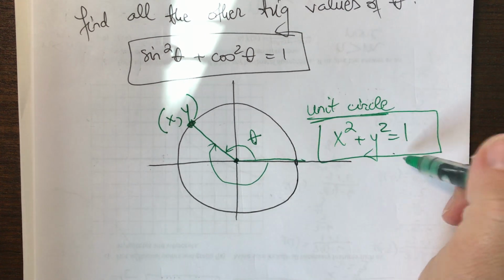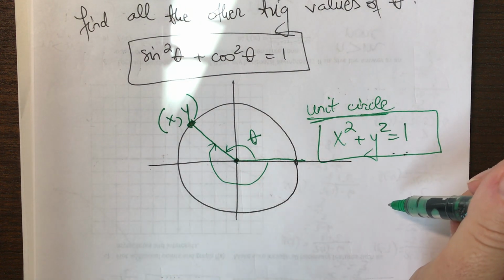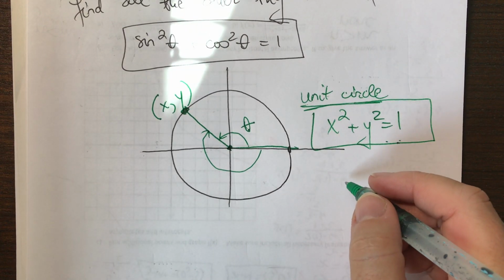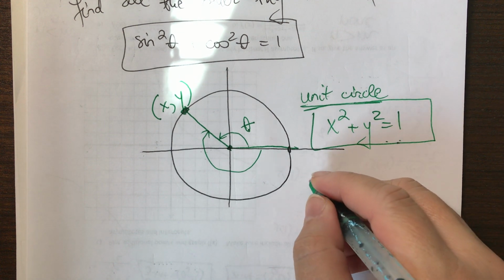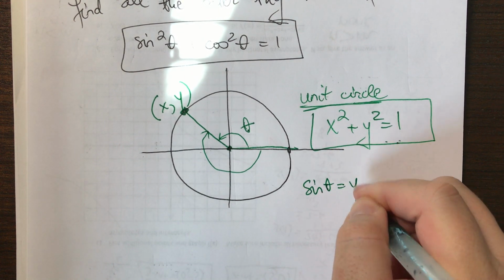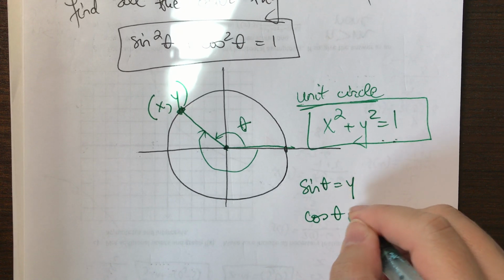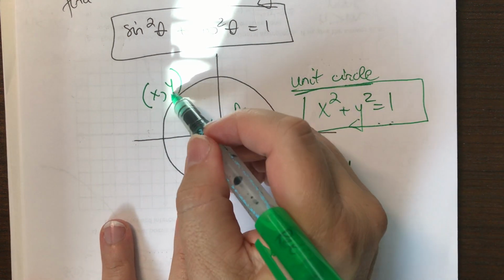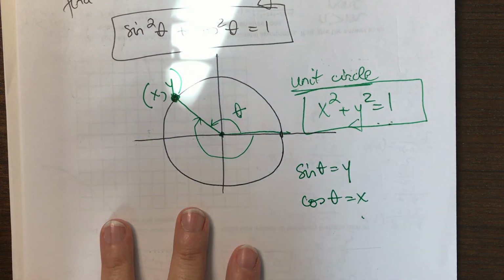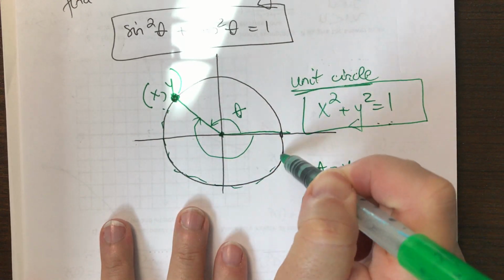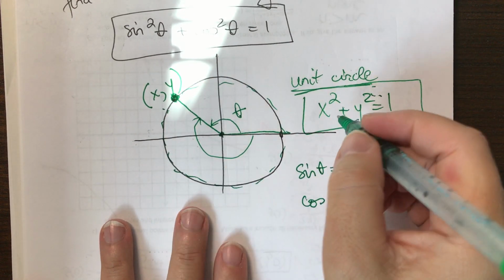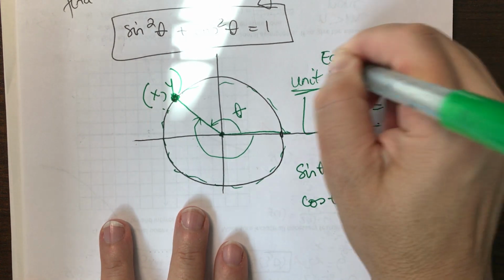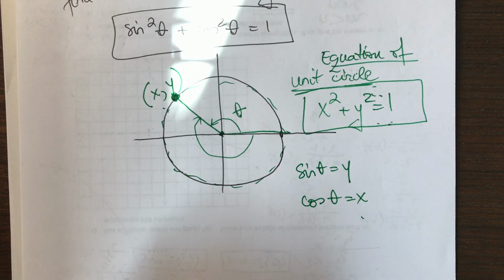It has the center at the origin. The radius is equal to 1. These are equations of circles. So what else did we talk about? We talked about the fact that the sine value of theta is always the y coordinate. The cosine value of theta is always the x coordinate, yes? So, because you are choosing a point on the unit circle, and any point on the unit circle has to satisfy the equation of the circle, then it has to satisfy that equation.